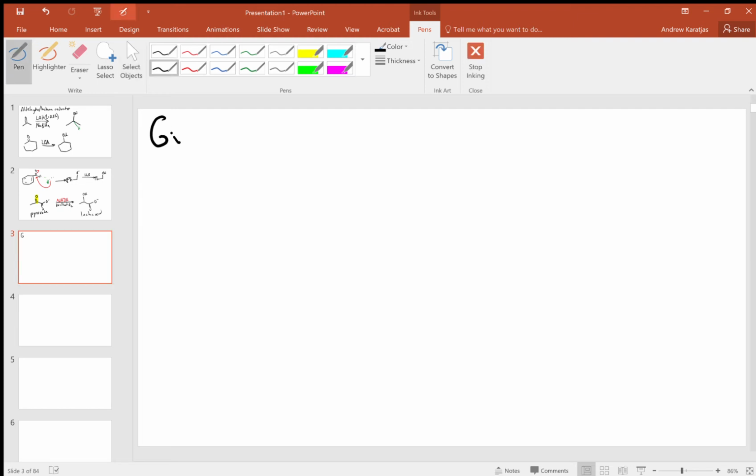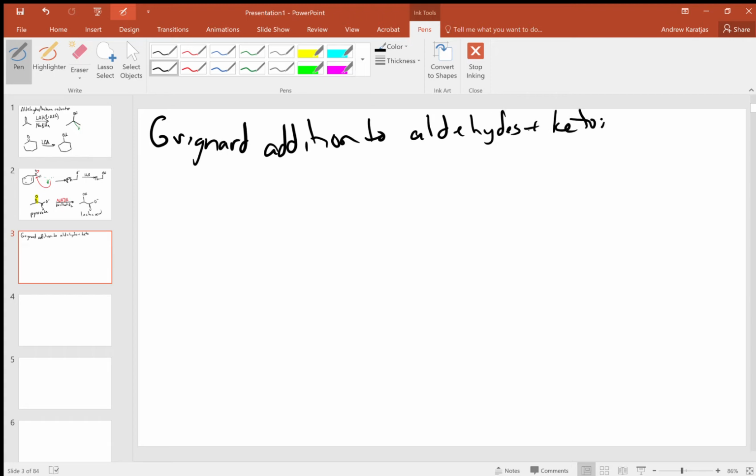So here we look at Grignard addition to aldehydes and ketones. This is a reaction that is going to behave very similarly to another reaction, the hydride addition to aldehydes and ketones. Now, in any Grignard reaction, there's going to be two pieces to it. There's the formation of the Grignard and then the addition of the Grignard.